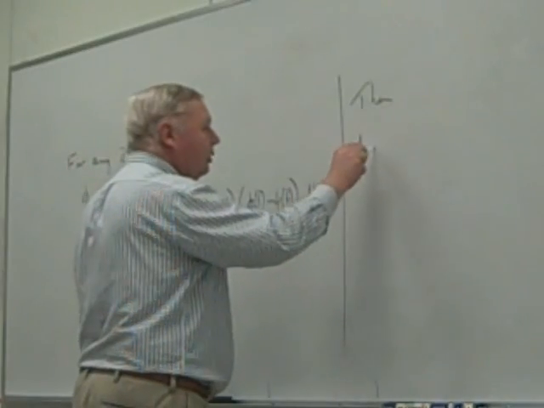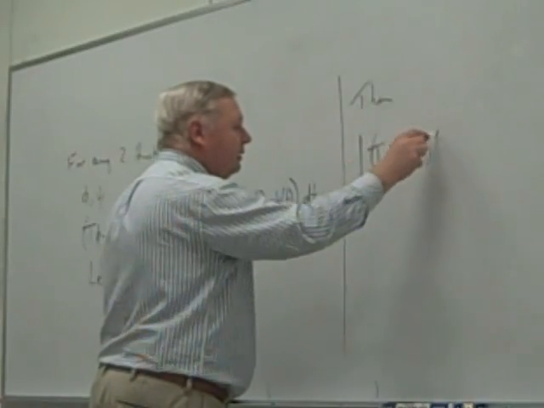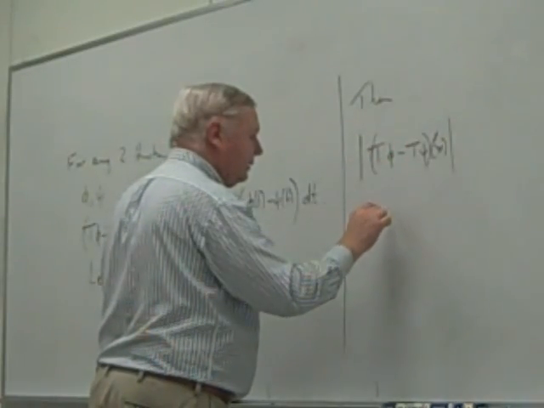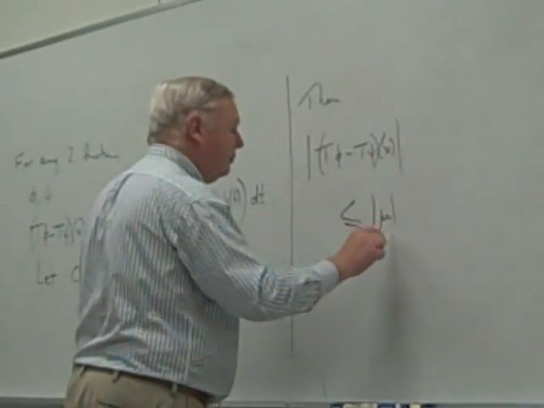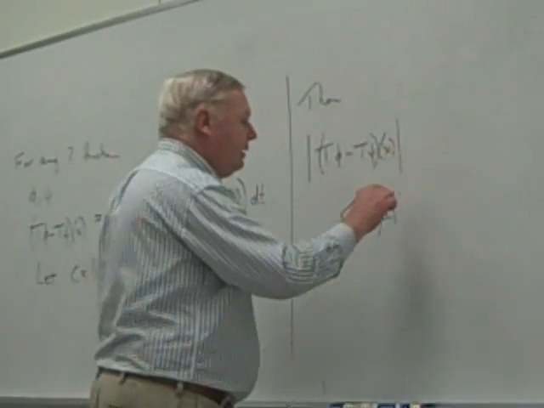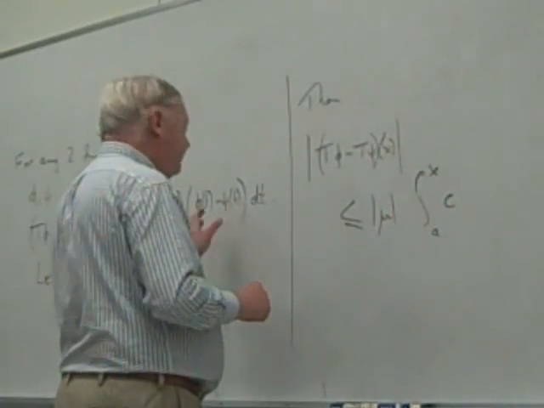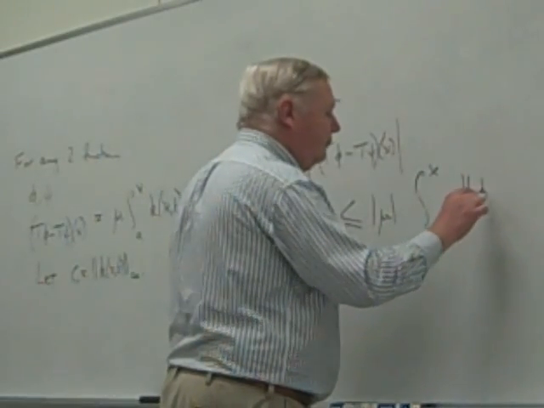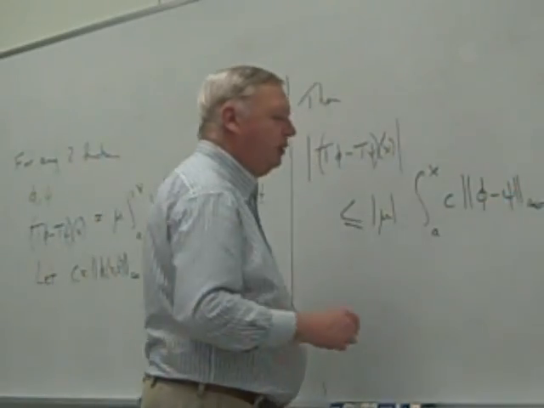Then the absolute value of T phi minus T psi at x is at most the absolute value of mu. I'll estimate the k of x,t by the constant c. So it'll be the integral from a to x of c, and here I'll take the infinity norm of phi minus psi, integrated dt.